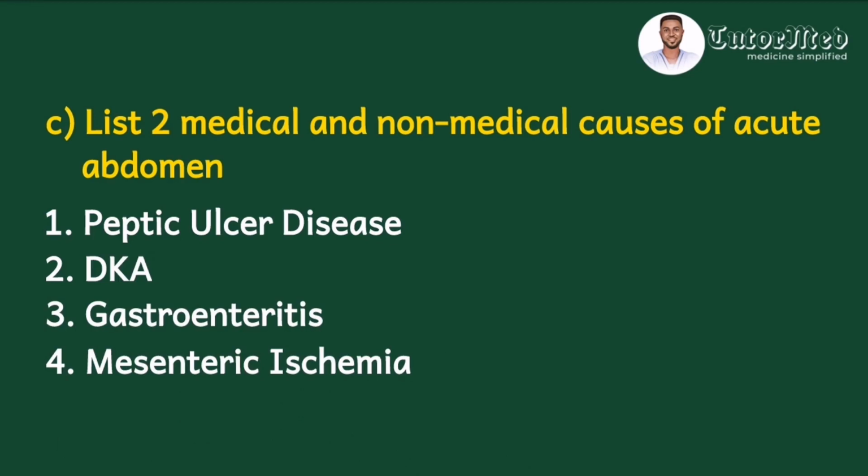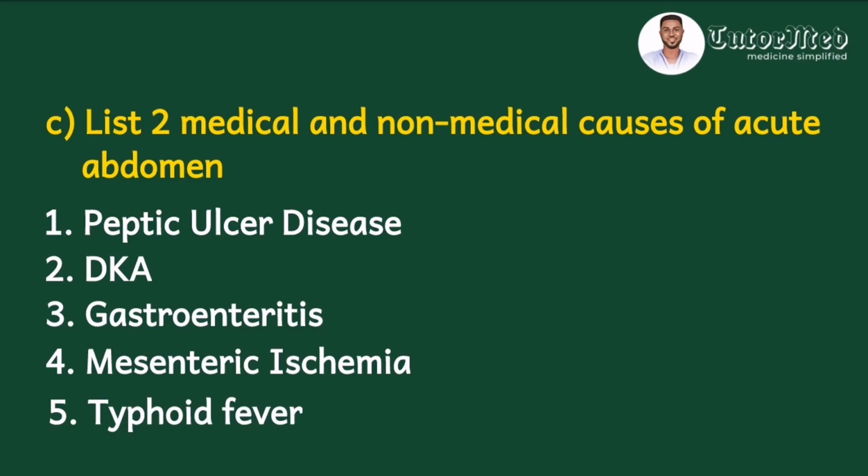So in sickle cell disease patients, if their sickle cells obstruct the mesenteric vessels or the vessels of the GIT, it may cause vaso-occlusive crisis of the GIT and give you pain in the abdomen. Sometimes patients with atrial fibrillation can also throw an embolus and cause mesenteric ischemia. Then typhoid fever can also give you a medical cause of acute abdomen.